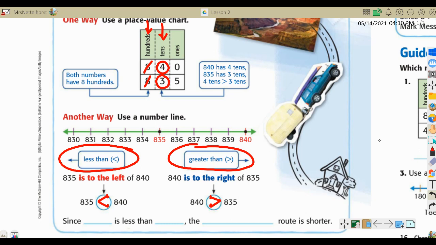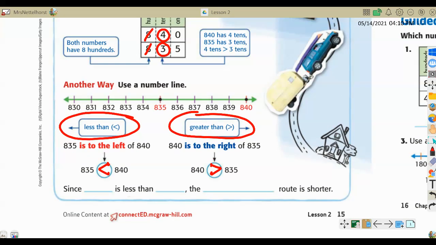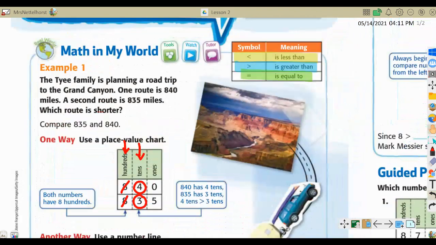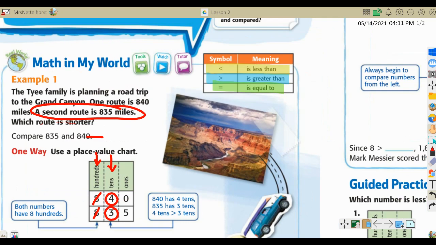So let's look at our sentence at the bottom. Since 835 is less than 840, the second route is shorter. Okay, so the second route was 835. It says it right up here. The second route is 835. So that is the shorter one. Okay, let's move on to the next page.